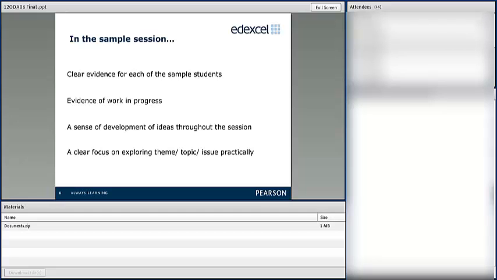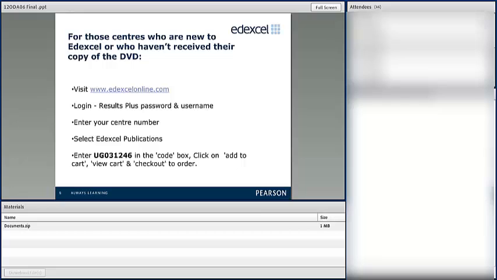Okay then, going back to our presentation, let's think about some of the things that you need to know before you log off. If you haven't received your pack, this code at the bottom of this screen is vital for you. You're going to go to www.edexcelonline.com. You are going to put in your Results Plus password and username, which is the same way you log on to all secure Edexcel sites. Enter your centre number, select Edexcel publications, and this is the code that you include. It's a free publication, so there'll be no charge, so it doesn't need to go through your finance office unless they're very, very pernickety about it.